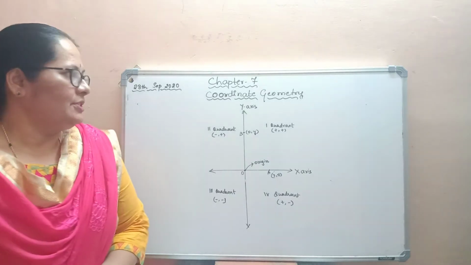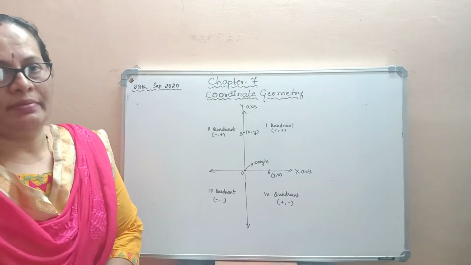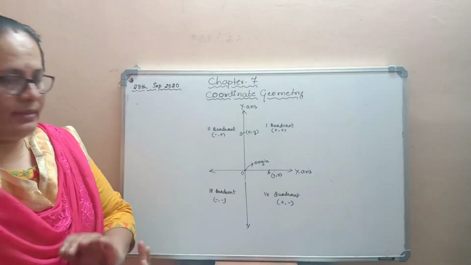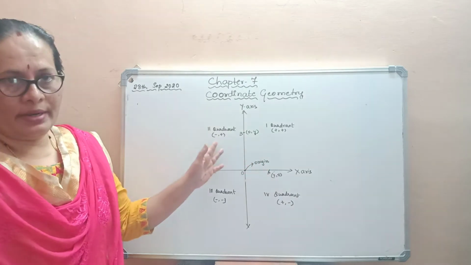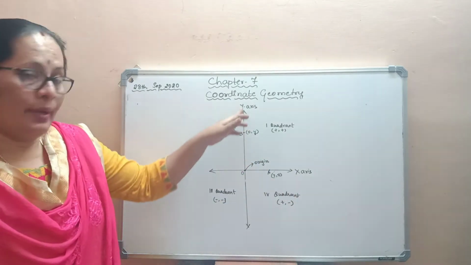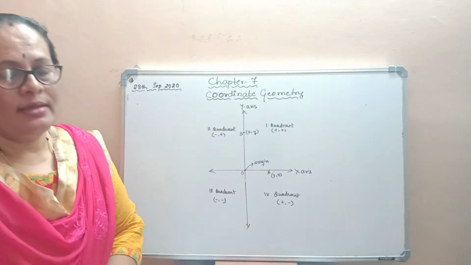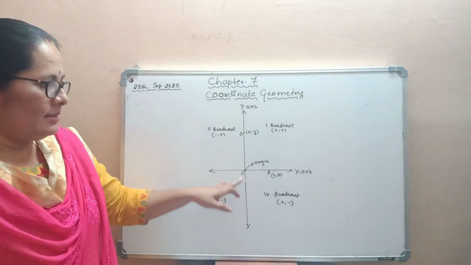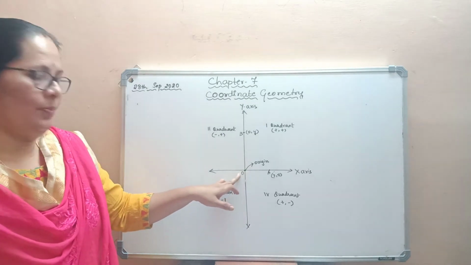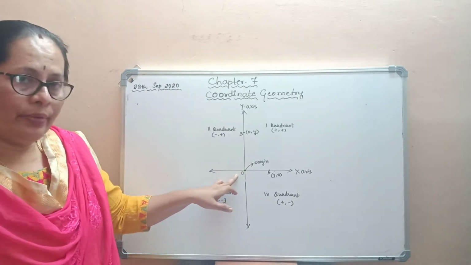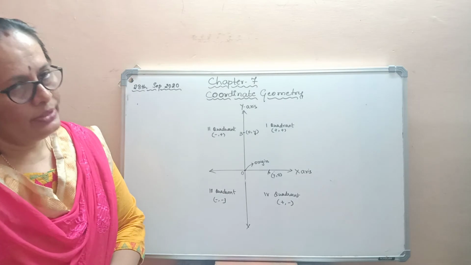Today you are going to learn chapter 7, coordinate geometry. You already learned coordinate geometry in your previous class. In coordinate geometry, a plane is divided into 4 quadrants by 2 mutually perpendicular reference axes. Here the x and y axes are called reference axes. The intersection of these two axes is called the origin. At this point the coordinates are 0, 0, where the x coordinate is 0 and the y coordinate is also 0.